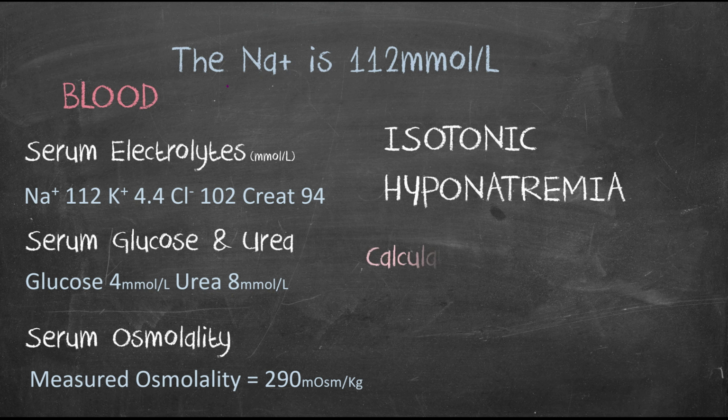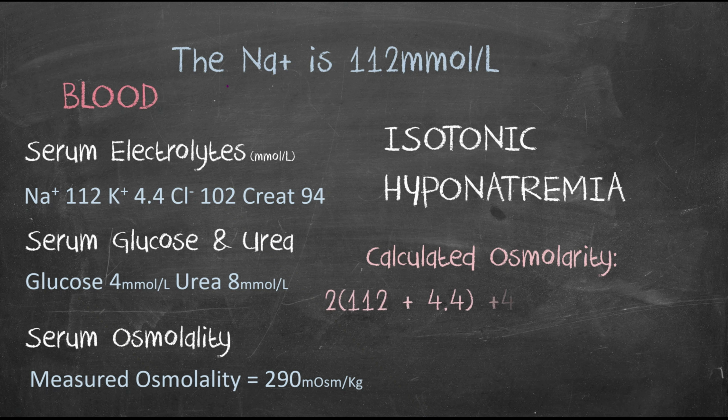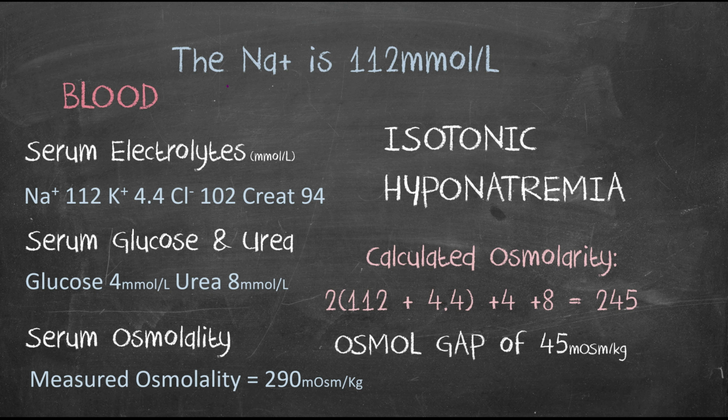Now we must calculate our osmolarity, which is, with millimoles per litre, twice the sodium plus the potassium plus the urea plus the glucose. So it's twice 112 plus 4.4 plus 4 plus 8. And that works out, rounded up, at 245 milliosmoles per litre. The osmol gap then is the difference between the osmolality and the osmolarity, and that works out at 45 milliosmoles per kilo. There is something else in Sean's blood that is having an osmotic effect.